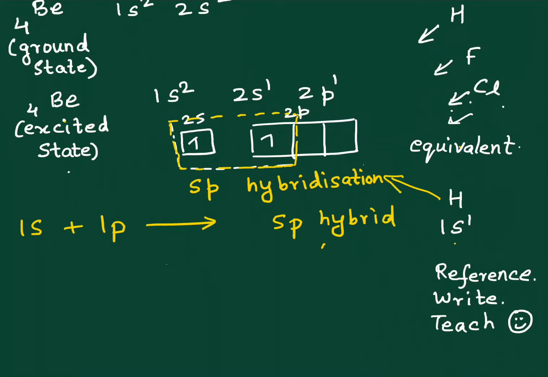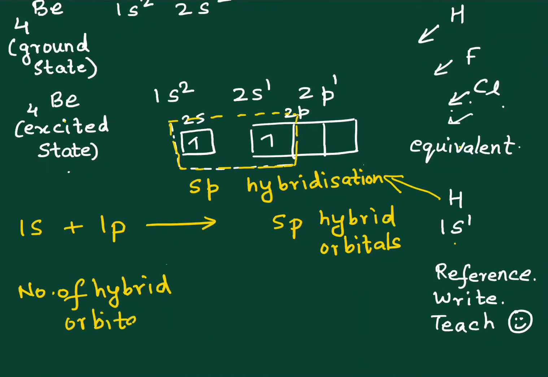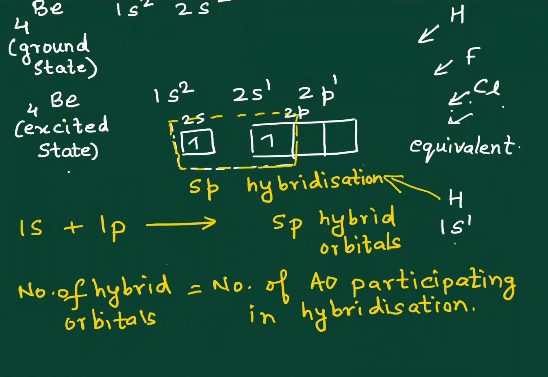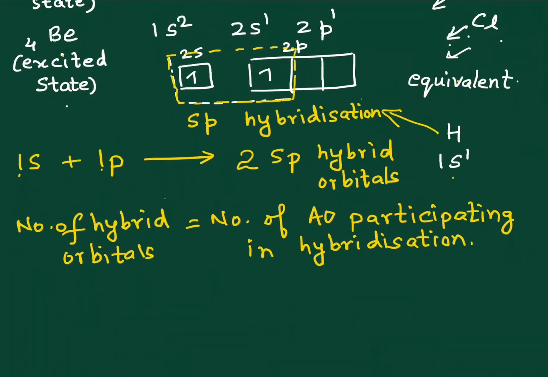And how many of these hybrid orbitals will be formed? Total how many atomic orbitals? So the number of hybrid orbitals is equal to the total number of atomic orbitals participating in bond formation. Number of atomic orbitals, right? So we've got 1 plus 1 gives us 2. So we'll have 2 sp hybrid orbitals.